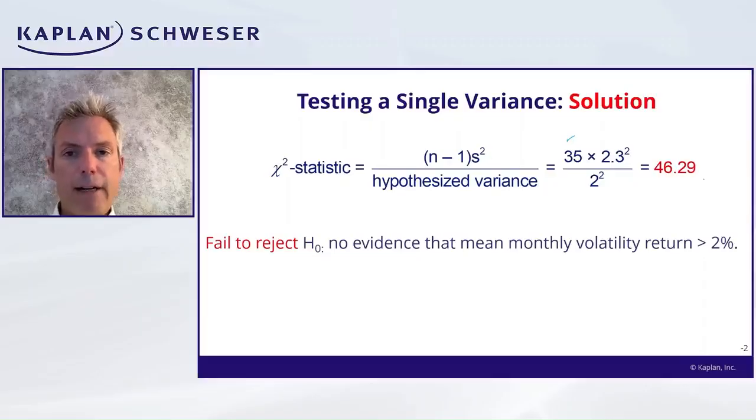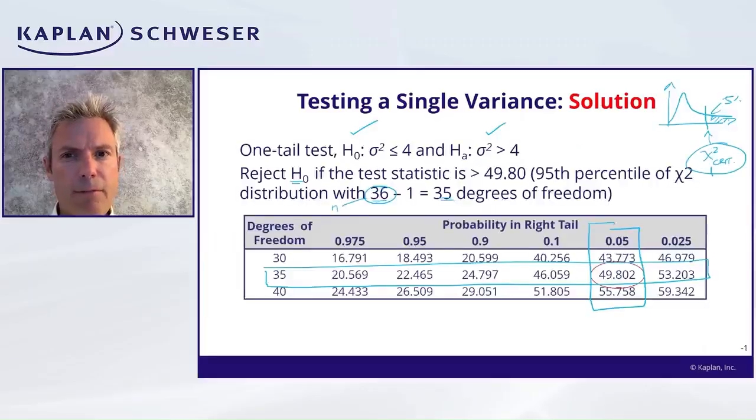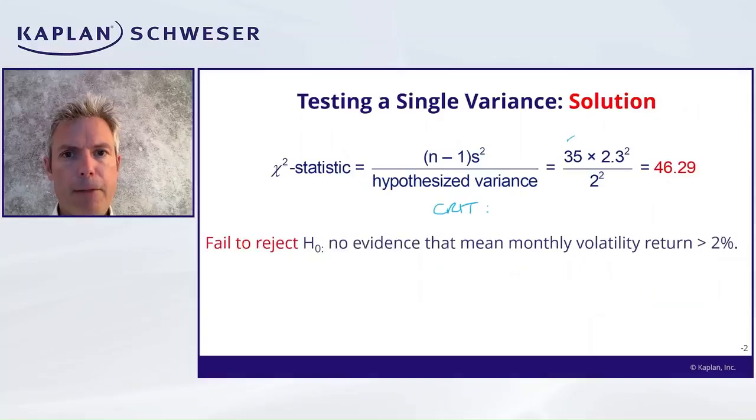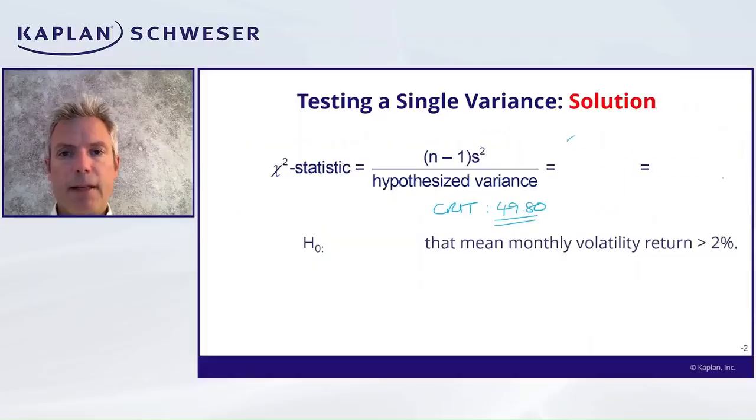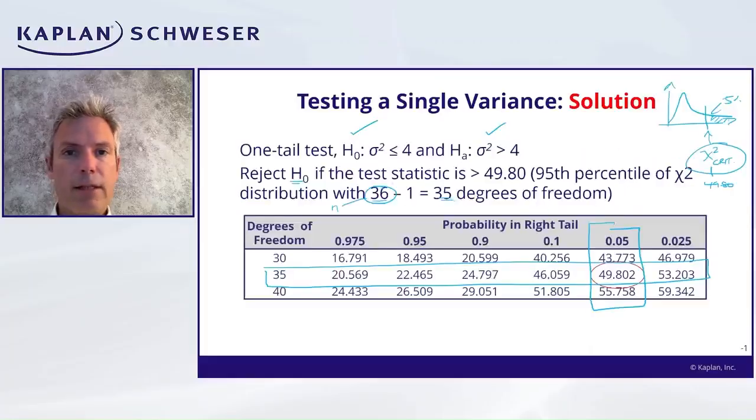Now remember, our critical value from the table was a bit higher than that, wasn't it? 49.8. Yep, 49.8. So we've seen something that's not big enough, not quite big enough to get into the reject zone. So we say there's no evidence that mean monthly returns are breaching the mandate. They're greater than 2%. To picture what's going on, we've got a critical line in the sand of 49.80, and we've observed something that has a test statistic of 46.29. So nearly, but actually not quite. And we fail to reject.